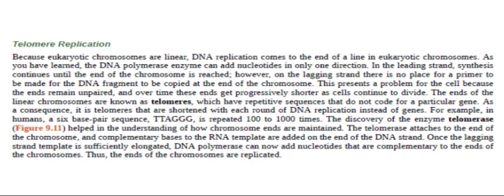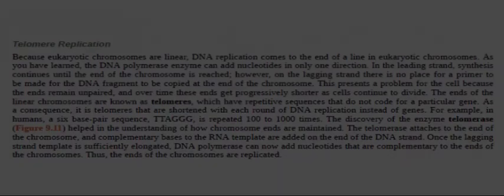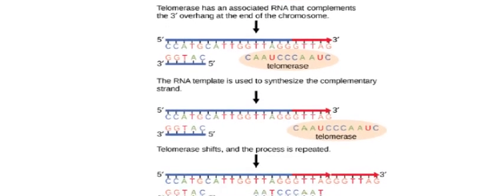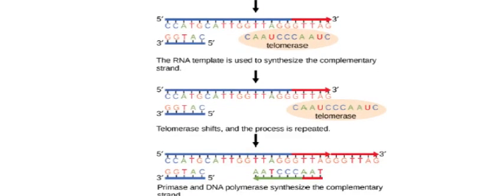The telomerase attaches to the end of the chromosome, and complementary bases to the RNA template are added to the end of the DNA strand. Once the lagging strand template is sufficiently elongated, DNA polymerase can now add nucleotides that are complementary to the ends of the chromosomes. Thus, the ends of the chromosomes are replicated. Figure 9.11. The ends of linear chromosomes are maintained by the action of the telomerase enzyme.